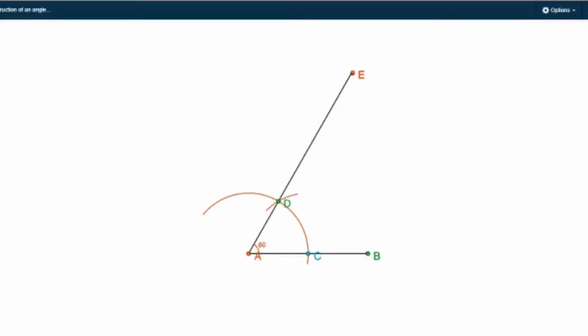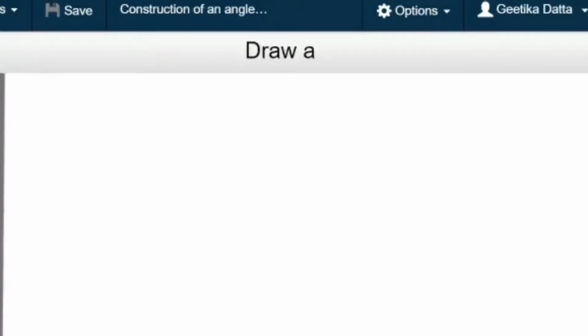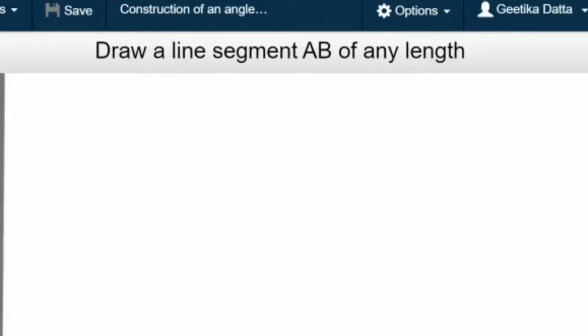Hello everyone. Today we'll be doing one of the most important constructions, the construction of an angle of 60 degrees. This construction is going to be used later on to construct angles of 30 degrees, 90 degrees, 45 degrees and the other angles. So our first step is to draw a line segment AB of any length.